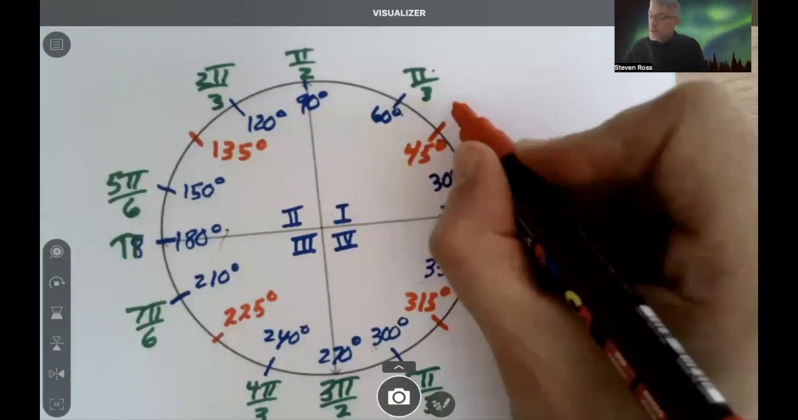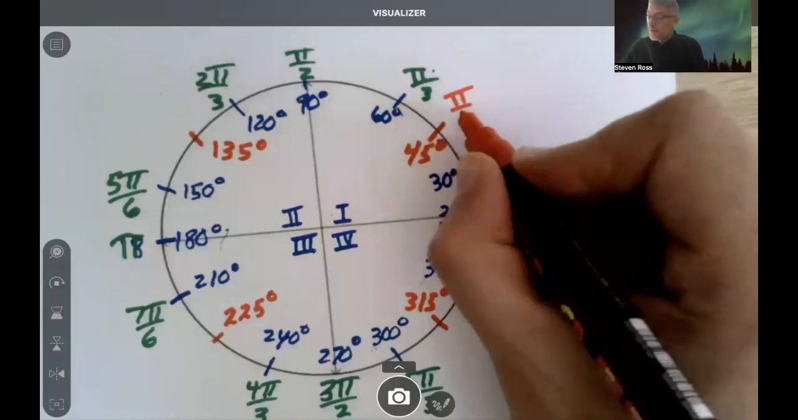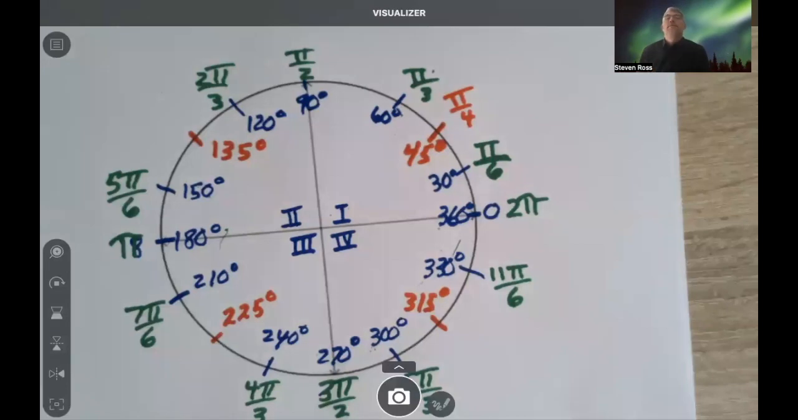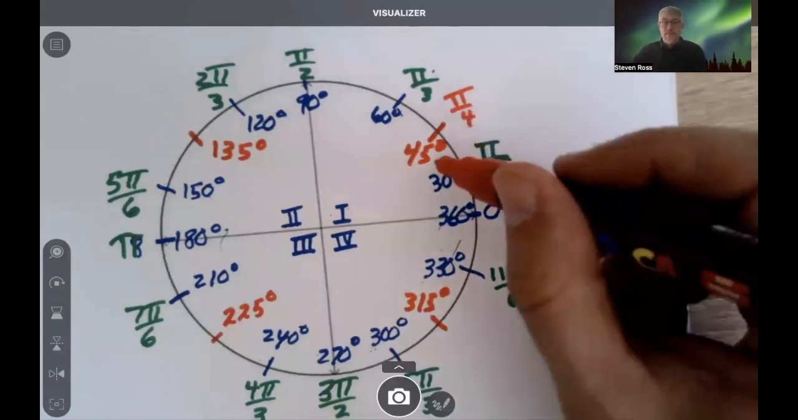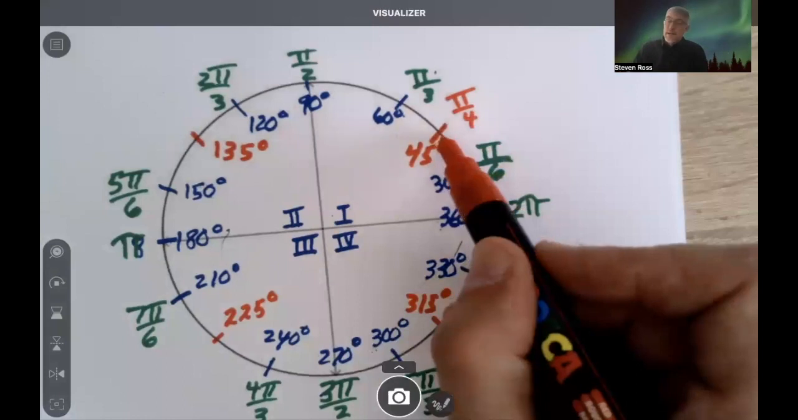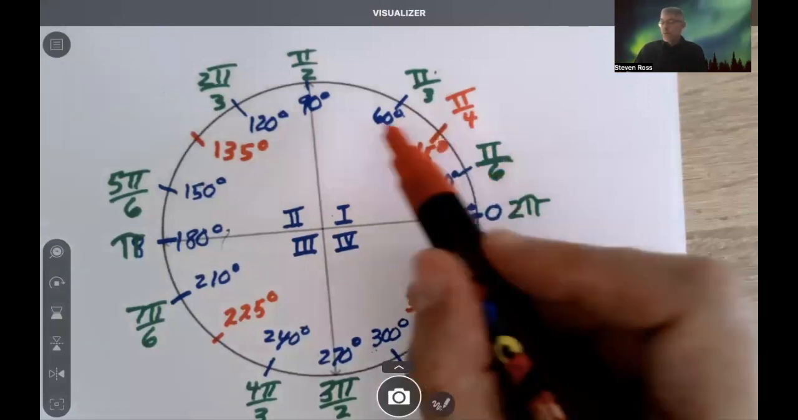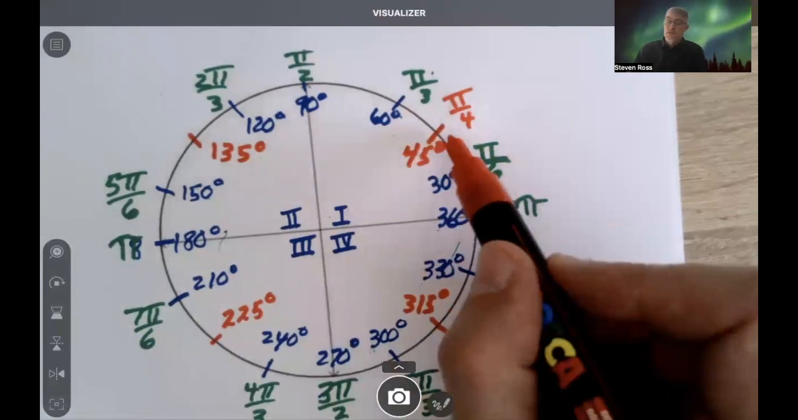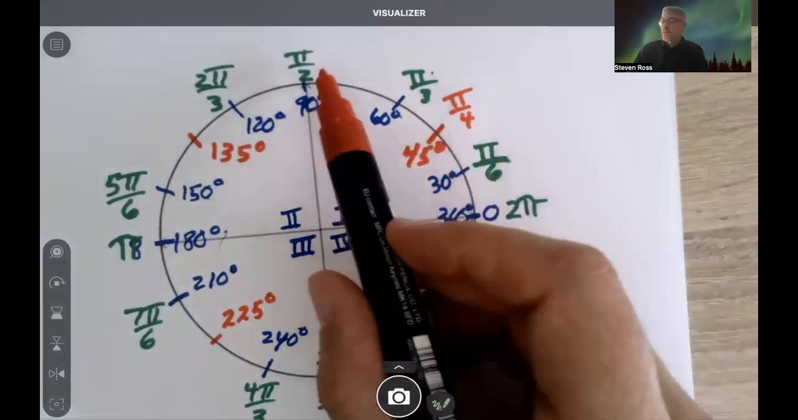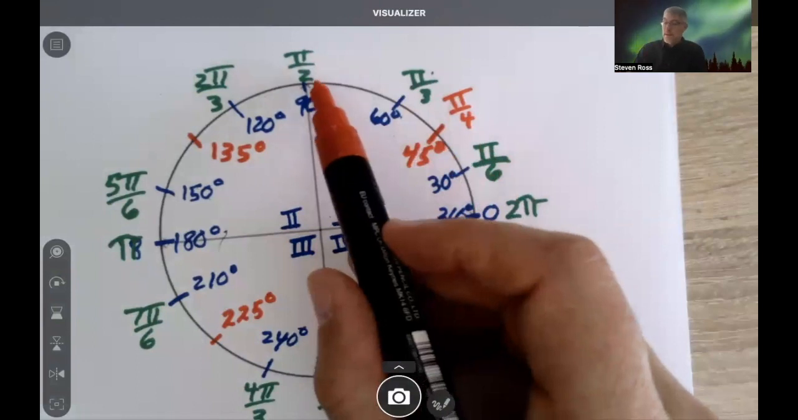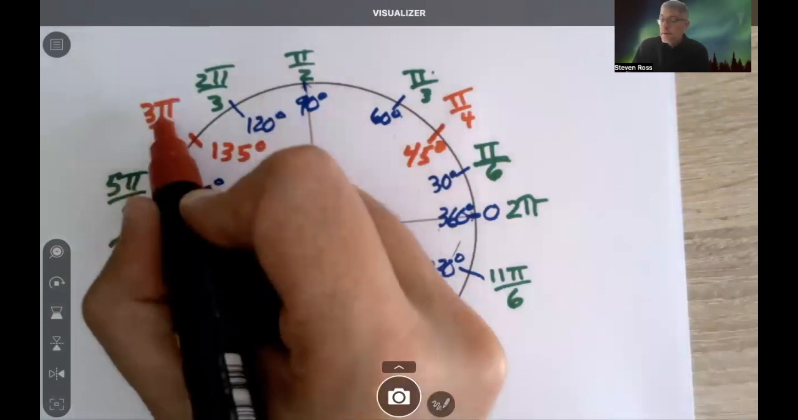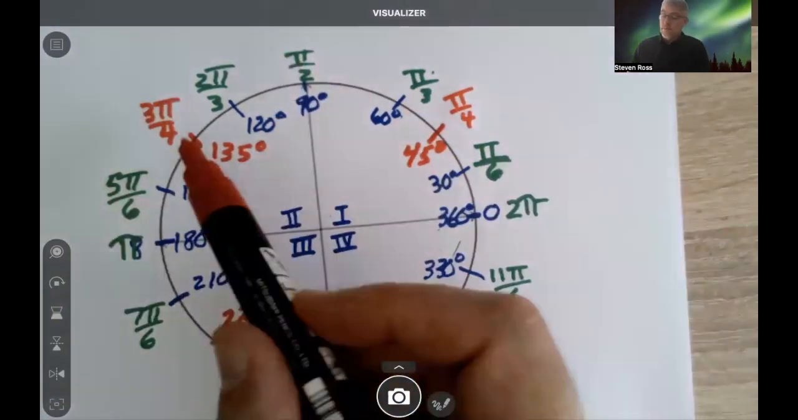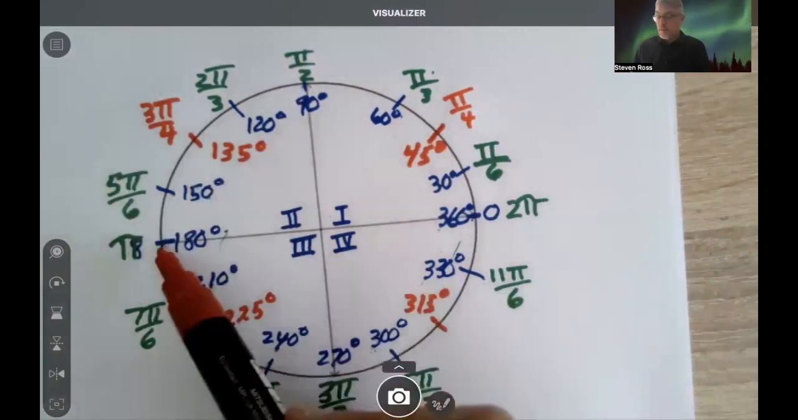All right, what about the 45-degree angles? Well, those are all going to be pi over 4. Pi over 4 is the same thing as a 45-degree angle, or maybe I should say pi over 4 radians is the same thing as 45 degrees. So I'm going to start counting in pi over 4s. So 1 pi over 4, 2 pi over 4. We'll reduce that to pi over 2. It's already there. 3 pi over 4. 3 pi over 4 is in quadrant 2. 4 pi over 4 is going to be the same thing as pi.